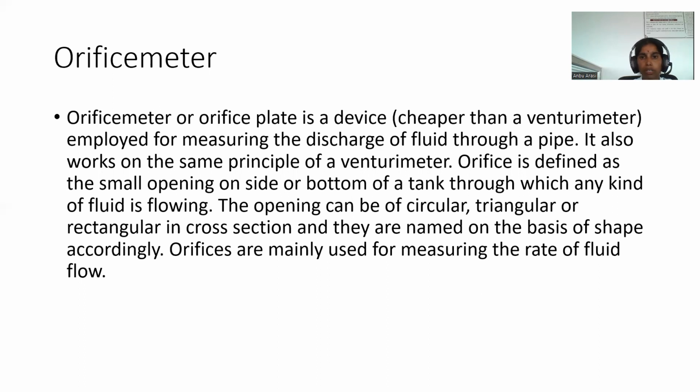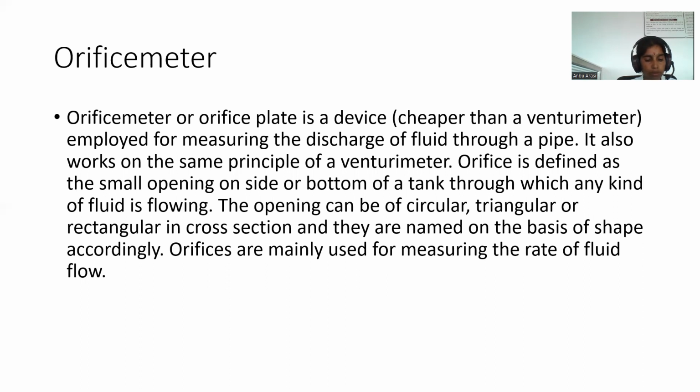The opening can be circular, triangular, or rectangular in cross section, and orifices are named on the basis of shape accordingly. Orifices are mainly used for measuring the rate of fluid flow. It is a device used for measuring the rate of fluid flow through a pipe. It is a cheaper device compared to the venturimeter. It also works on the same principle as that of the venturimeter.